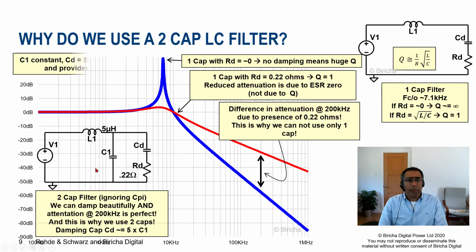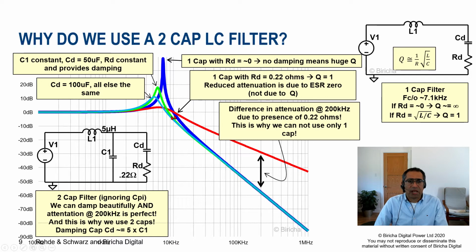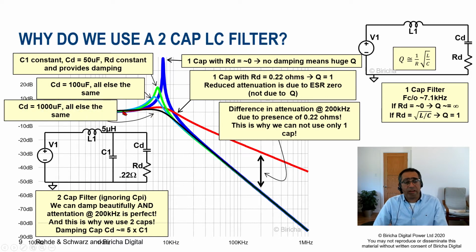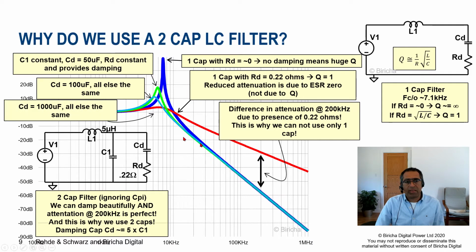Let's say here I start with keeping C1 constant, and I have a CD, the damping capacitor, of 50 microfarads. And you can see that the peaking has already come down. If I increase that to 100 microfarads and keep everything the same, peaking comes down even more. If I make it 1000 microfarads, you can see that the peaking has disappeared. However, look at this attenuation. The attenuation stays exactly the same between this one and this one. They're all going down at the rate of 40 dB per decade.